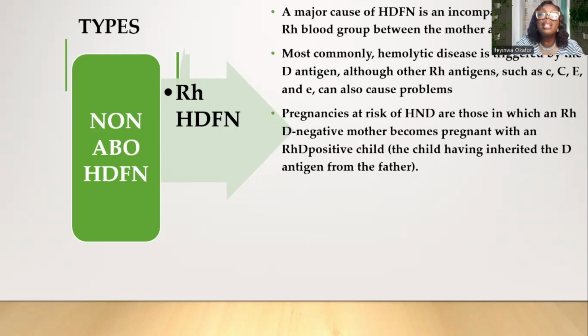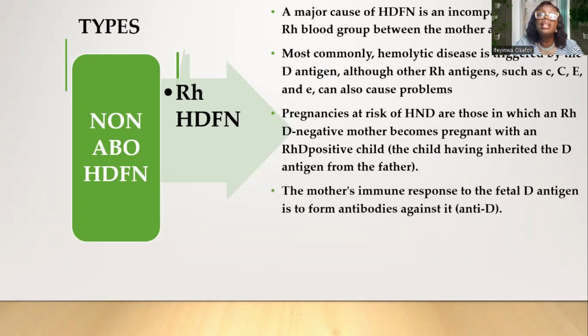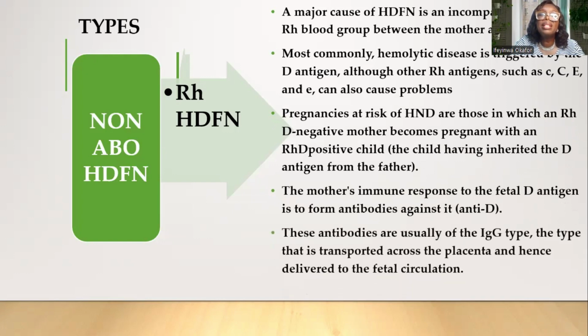Pregnancies at risk of hemolytic disease of the newborn are those in which an Rh negative mother becomes pregnant with an Rh positive child, the child having inherited the D antigen from the father. The mother's immune response to the fetal D antigen is to form antibodies against it. These antibodies are usually of the IgG type, the type that is transported across the placenta and hence delivered to the fetal circulation.